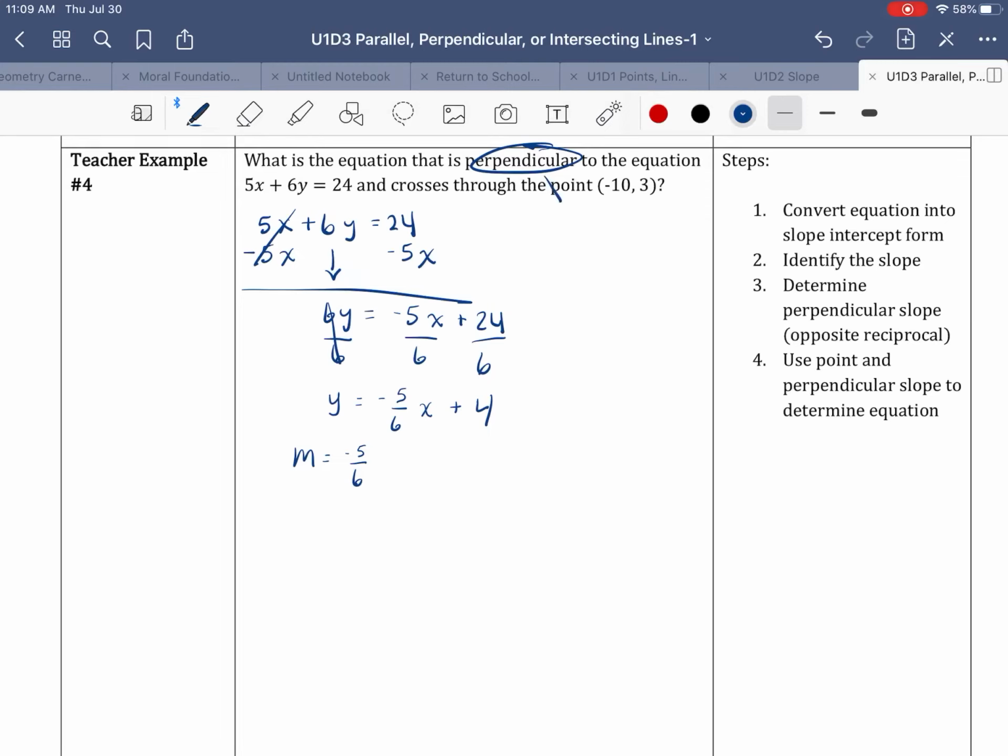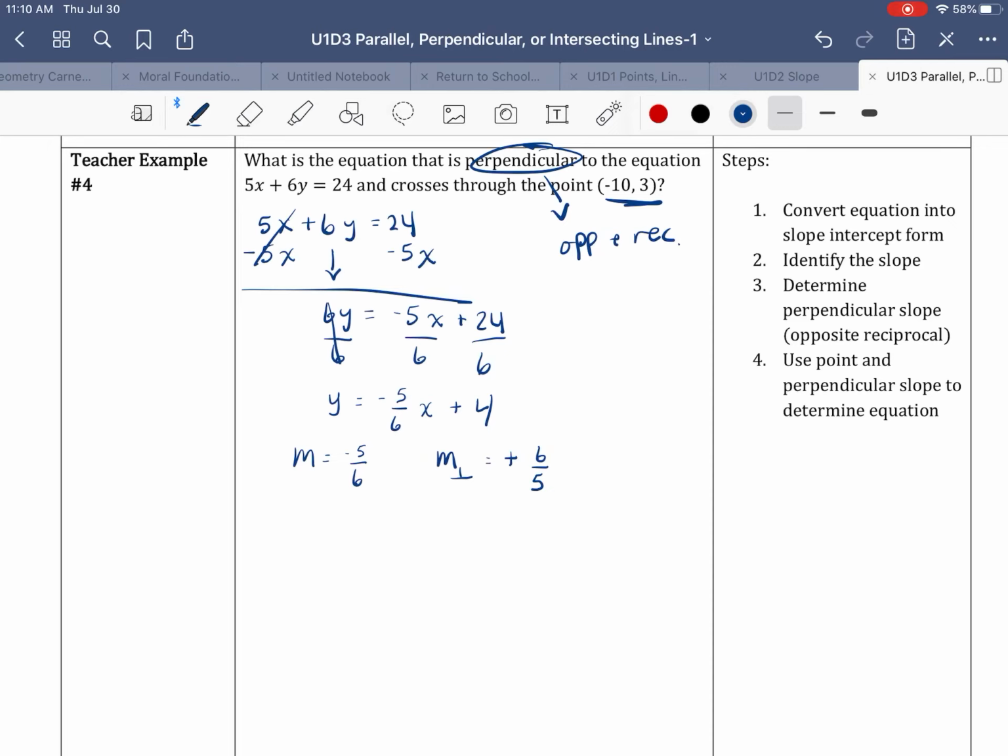Now here I know that my slope is -5/6. But since we're doing perpendicular, I know that we need the opposite and reciprocal slope. Opposite means this negative is going to turn into a positive, and then reciprocal, I'm going to flip my numerator and my denominator, which means I'll have 6 on top and 5 on bottom. So my perpendicular slope is 6/5.